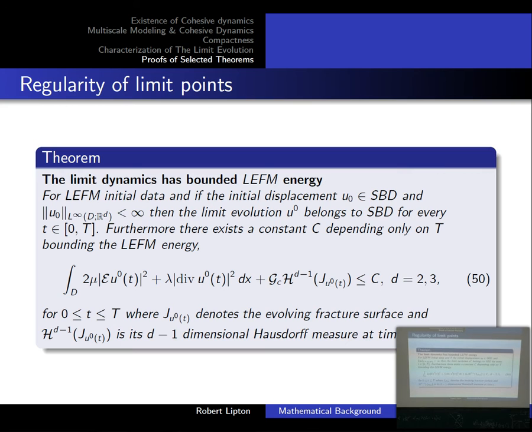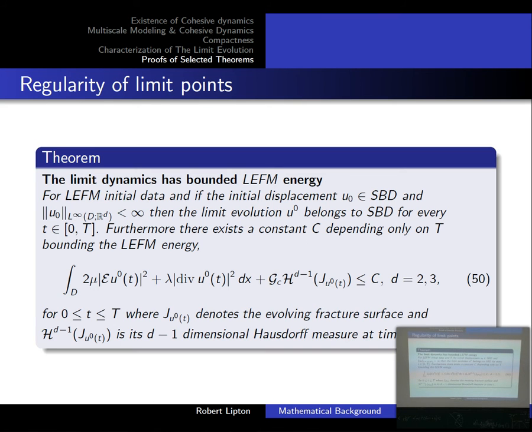That for almost every time, or actually every time, I should say every time, the limit belongs to that, and furthermore, there exists a constant depending on t for which this holds. So this is the higher regularity of limit points, or cluster points. They lie in SBD, and their linear elastic fracture mechanics energy is bounded, uniformly, okay?